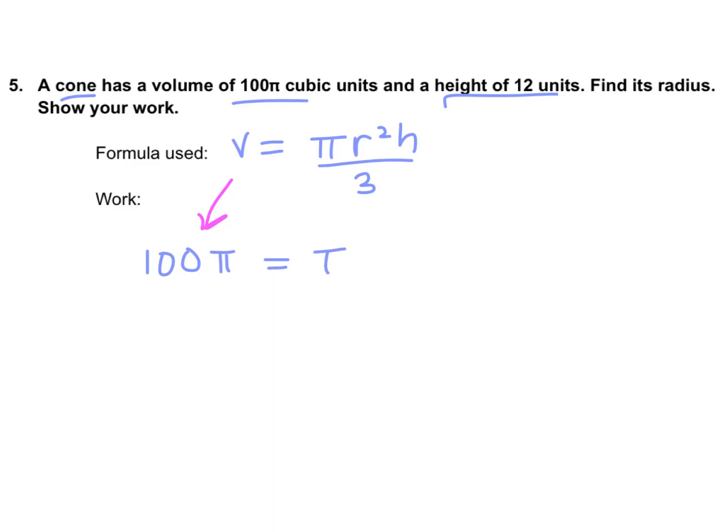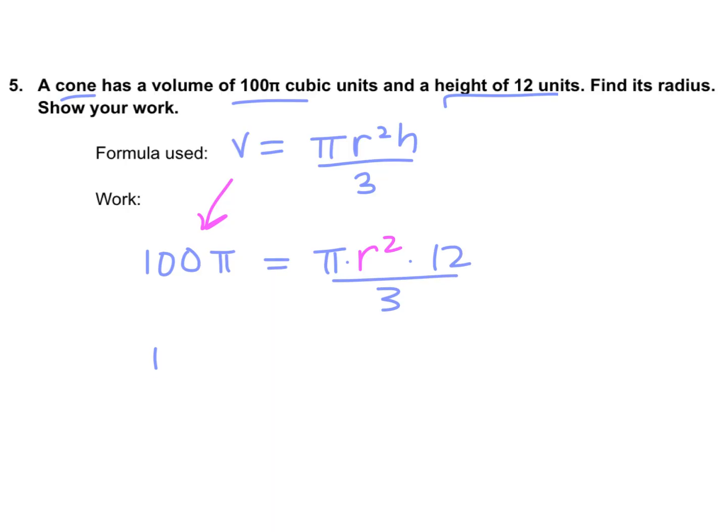Okay, so pi over here. We're looking for the radius squared, so I'm going to put that in. Radius squared we're looking for. And we do know that the height is 12. And we're going to divide that by 3.